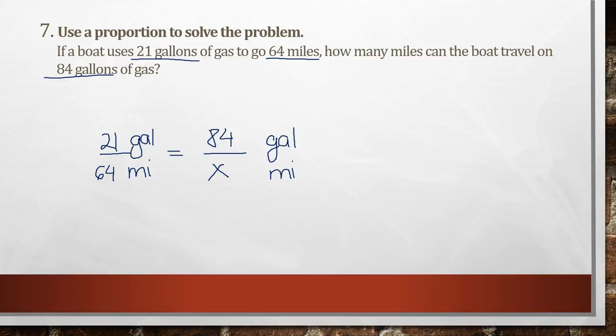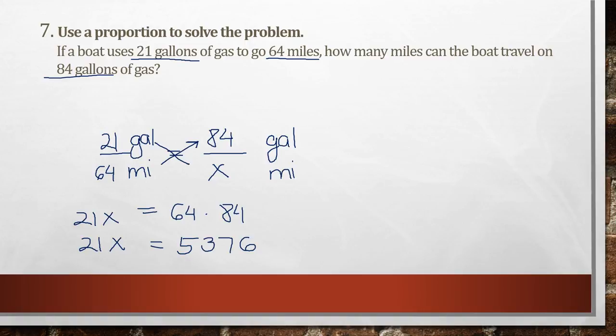So now let's solve the proportion by using cross multiplication, which means 21 times x, which is 21x, is equivalent to multiplying the other two numbers, so 64 times 84. Okay, so let's first simplify the right side of the equation, and if we multiply 64 times 84, we get 5,376.